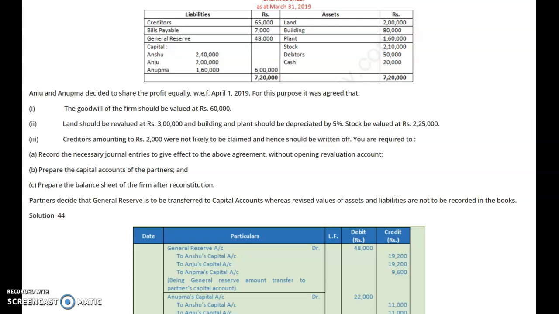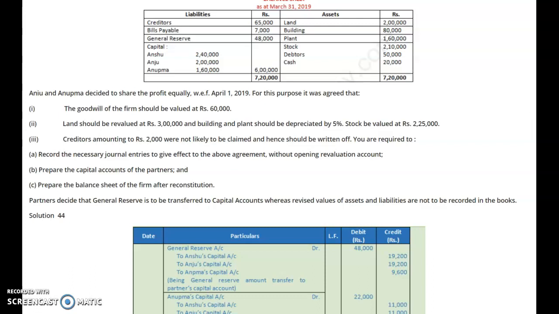Now come towards the second part: whereas revised values of assets and liabilities are not to be recorded in the books. What it means is that for this we first have to calculate the result of the revaluation of the assets and liabilities, and then we have to find out the gaining and sacrificing ratio, and accordingly record a journal entry known as an adjustment entry, from gaining partner to sacrificing partner with the share of the result of revaluation. Now here the goodwill of the firm should be valued at rupees 60,000. Nothing is mentioned about that, so we will also have the adjustment of this amount of goodwill, but first we will go for the revaluation of assets and liabilities.